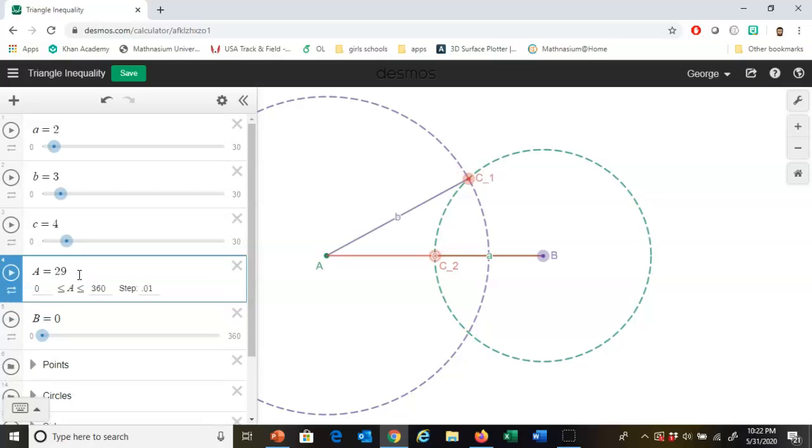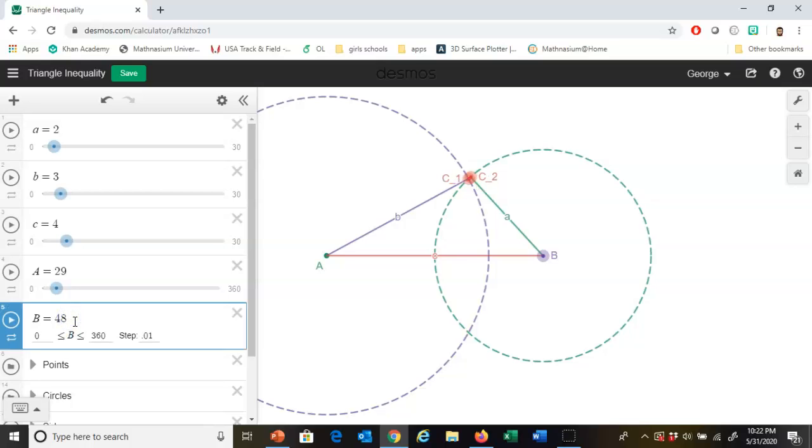I'm going to force it to be 29. Let's see if that works. And then the other one needs to get bigger. I think it probably should be around, looks like 47. So I think I've got a triangle there.